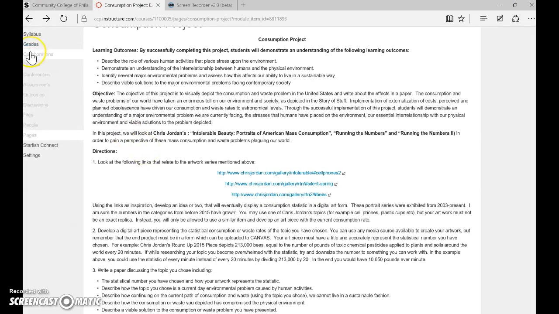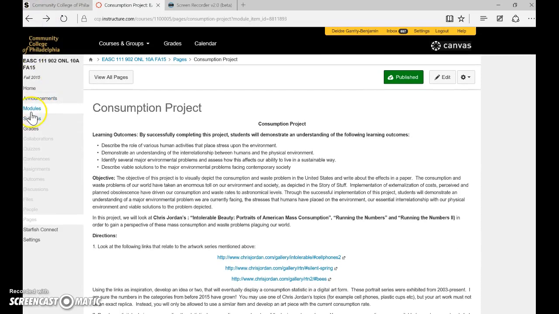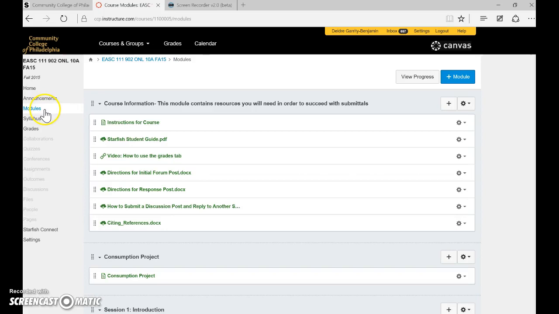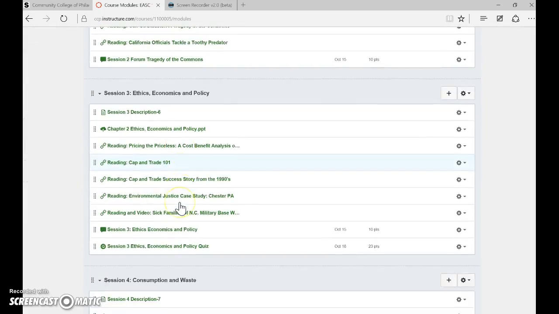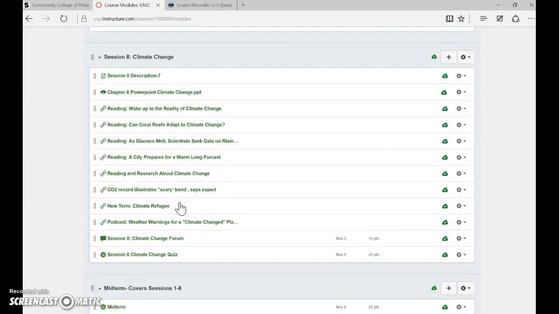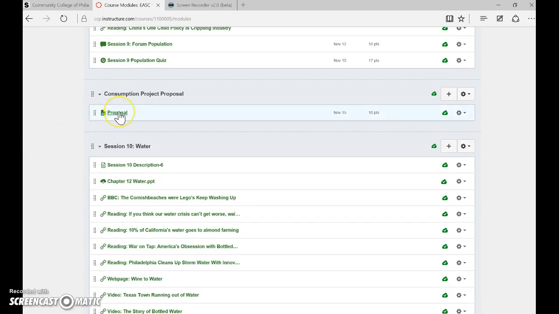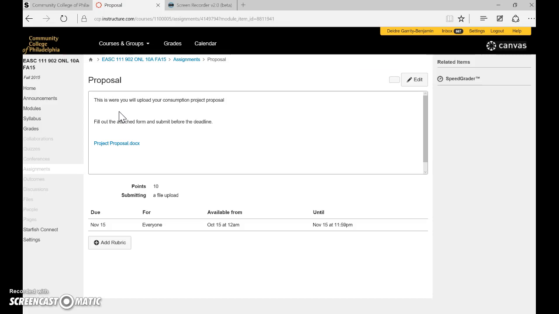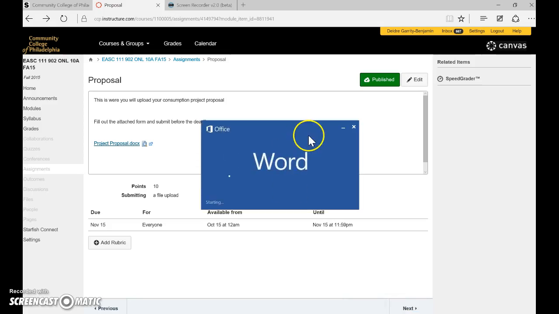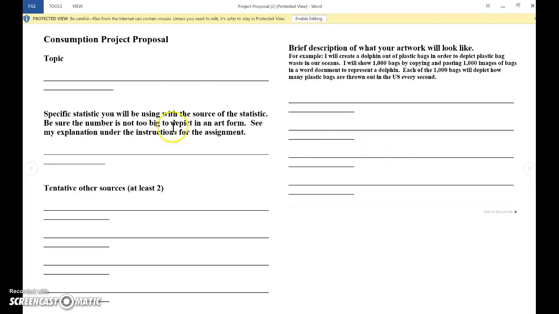But if you look up here, I ask you for a project proposal on November 15th. Your project proposal, let me just do, here we go. Your project proposal is down here. So after there, here you go. Here's your project proposal. If you open your project proposal, you'll see a Word document here. You're going to open your Word document, and in your Word document, you're going to fill in this information.